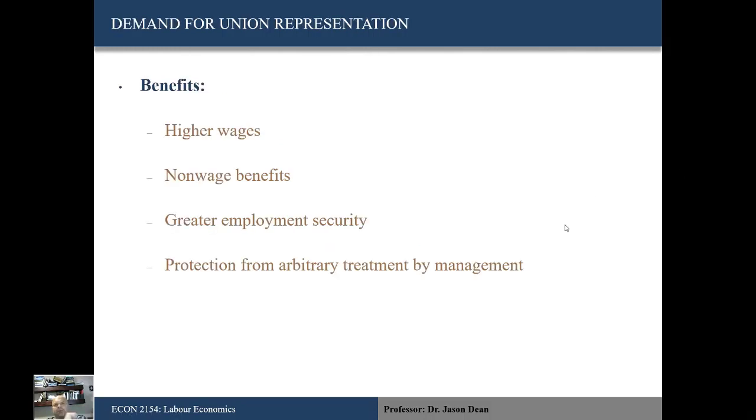In terms of the demand for union representation, what are the benefits? Obviously, workers want to be part of the collective bargaining process, and in order for them to demand that, there must be some benefits. Well, what are the benefits? In many cases they are higher wages, other non-wage benefits, greater employment security, and protection from arbitrary treatment by management. So within a collective agreement, for example, the employer cannot just let go of an employee without reason.